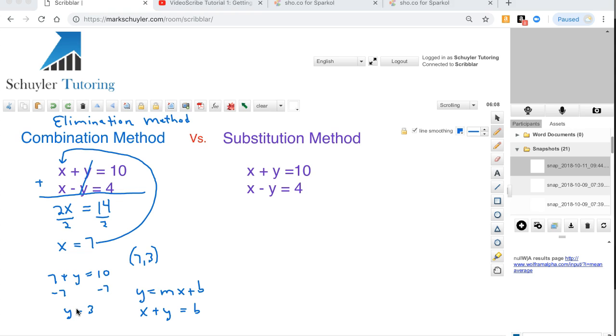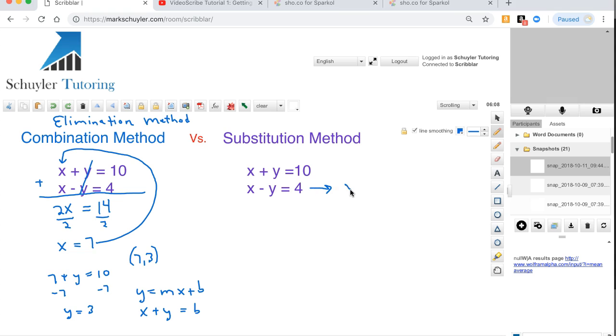Okay, so if we now look at the substitution method, we're going to get the same answer, but don't let that stop you from paying close attention to how this is done. First of all, the substitution method needs you to rewrite one of the equations where you get one of the variables all by itself. I think what I'm going to do is rewrite this bottom equation down here.